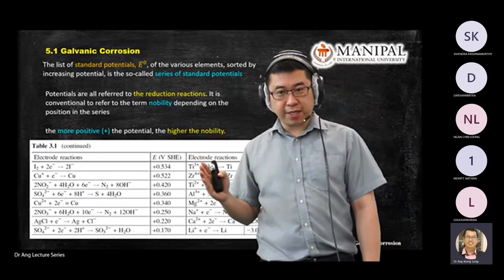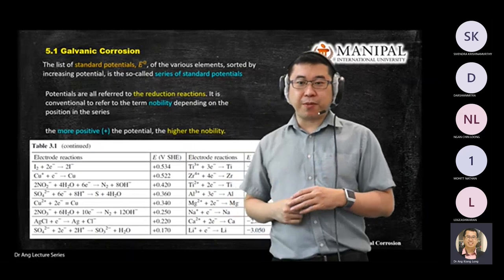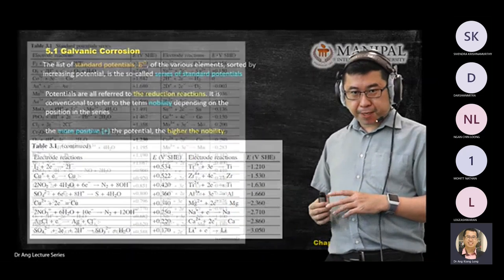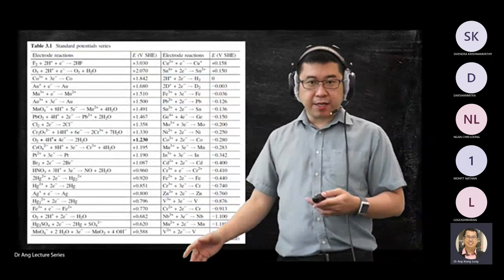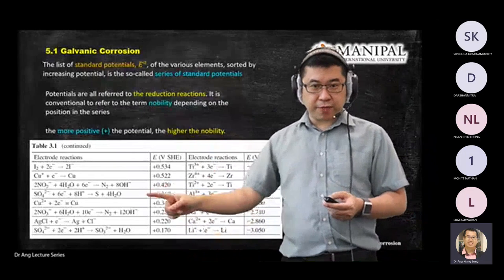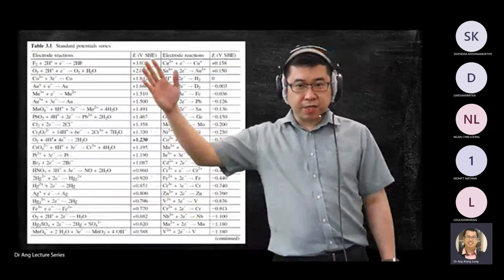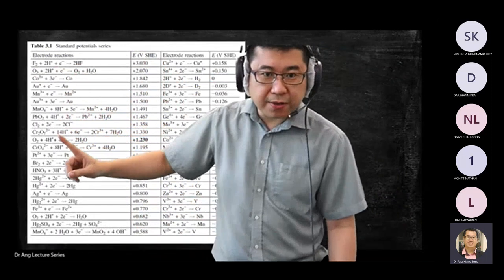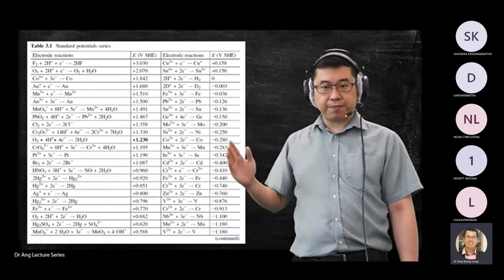Once you understand nobility, you should have no problem after this, right? Another table. This is another long list that you find. This actually is continuous from this one. So this is a long list. So you have ferrum oxide and so on. Okay, so you have this level.